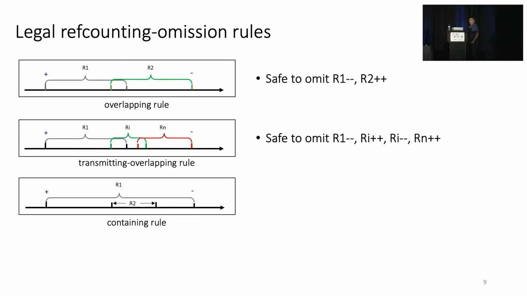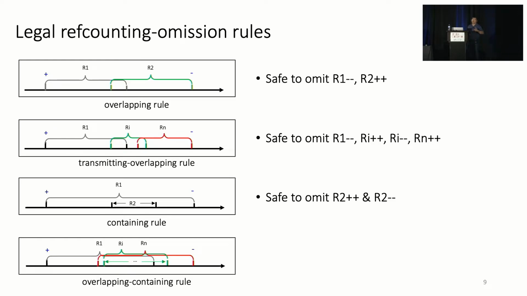Another rule is the containment rule, where one reference, like R2 here, is contained in the lifetime of another reference. So in this case, you can completely skip the reference counting for R2. You are still safe. And there could be more complicated cases, but we can still clearly define what is possible and what is not allowed.